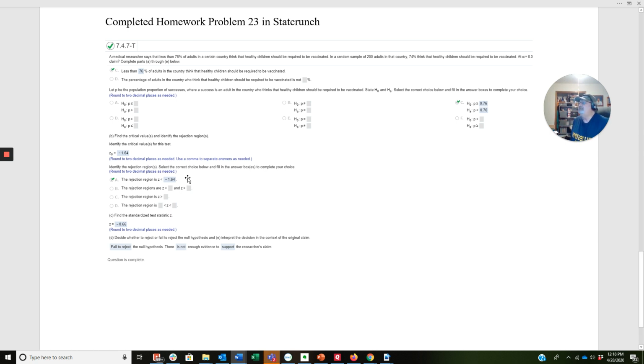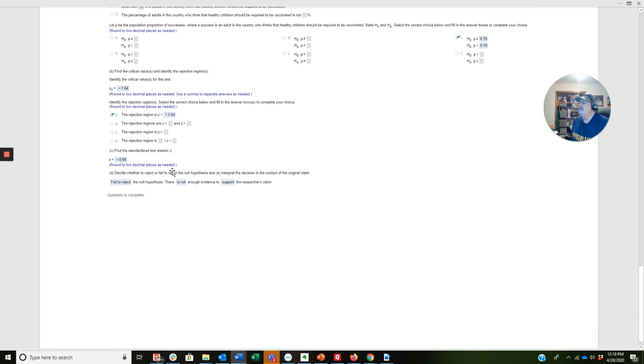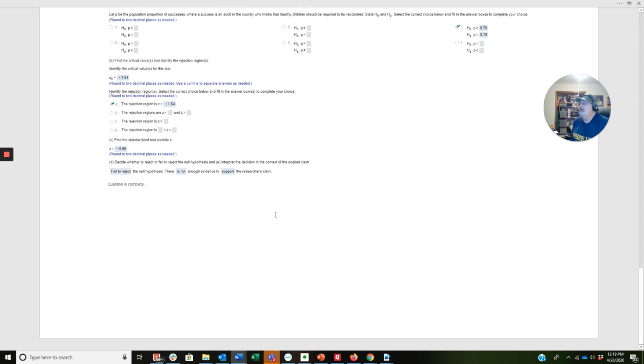And we identify the rejection region, which would be any test statistic z that is less than negative 1.64. Now, my test statistic is negative 0.66, so we are going to fail to reject. And I have the p-value method that I've already looked at, so I know I'm going to fail to reject. The claim is in the alternative hypothesis, so if we fail to reject the null hypothesis, what we're saying is there's not enough evidence to support the researcher's claim.